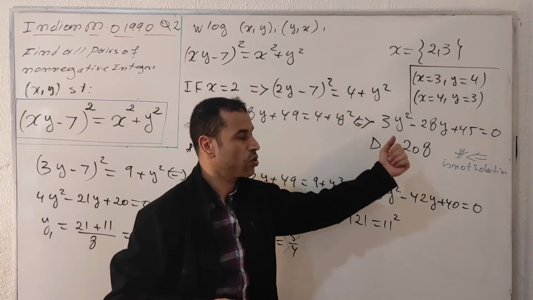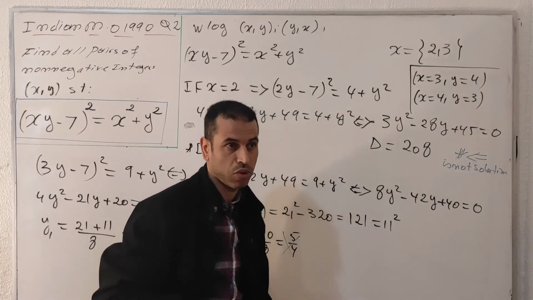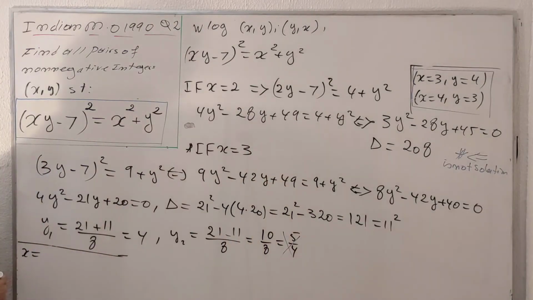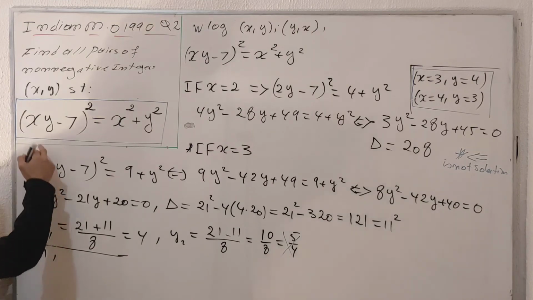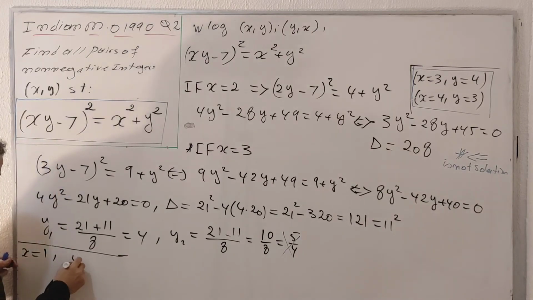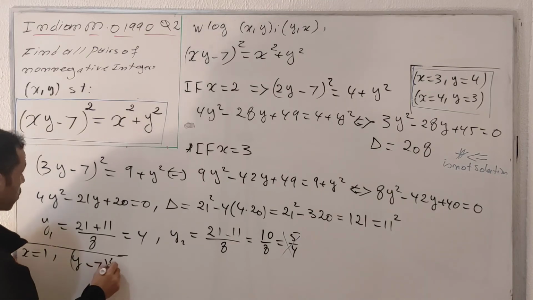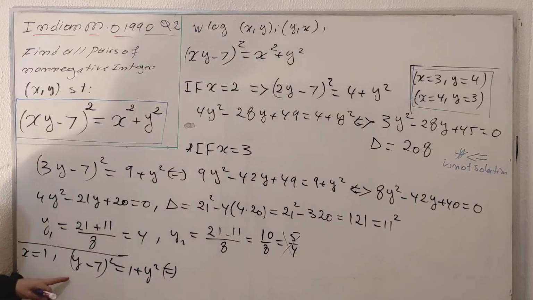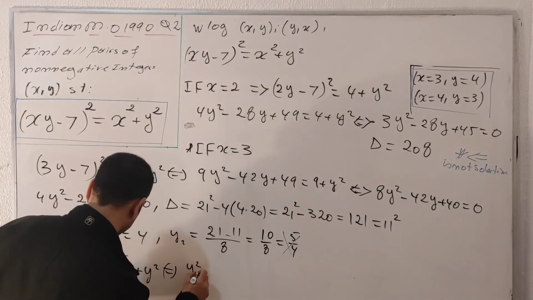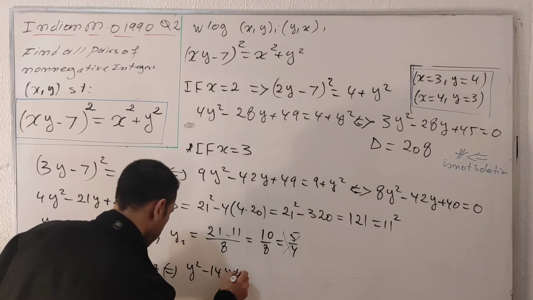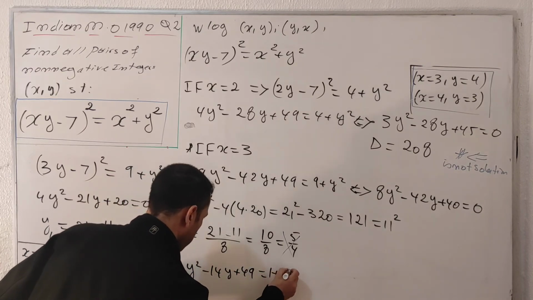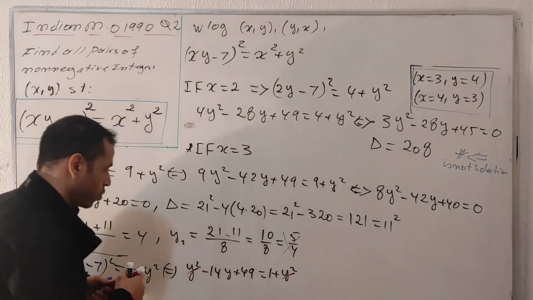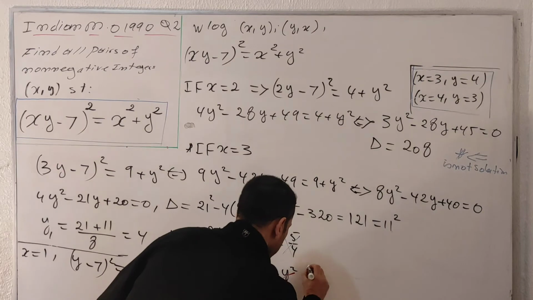I'm going to check x equals 1 and x equals 0 by hand to see if they may be a solution or not. Okay. For x equals 1, I'm going to replace x with number 1. I will get (y minus 7) squared equals 1 plus y squared. At the same time, I'm going to simplify this equation. I will have y squared minus 14y plus 49 equals 1 plus y squared. I'm going to cancel out y squared from both sides.